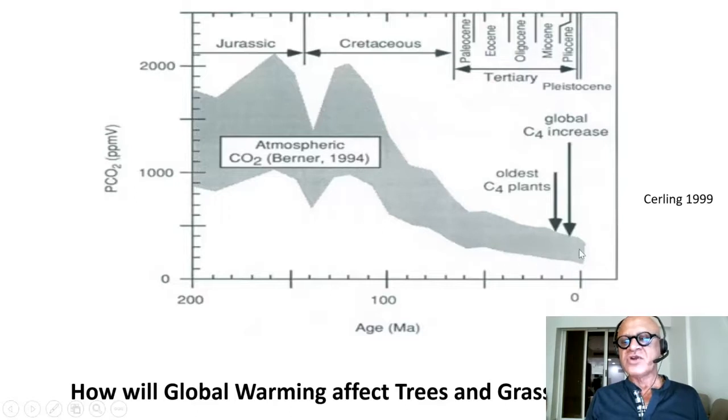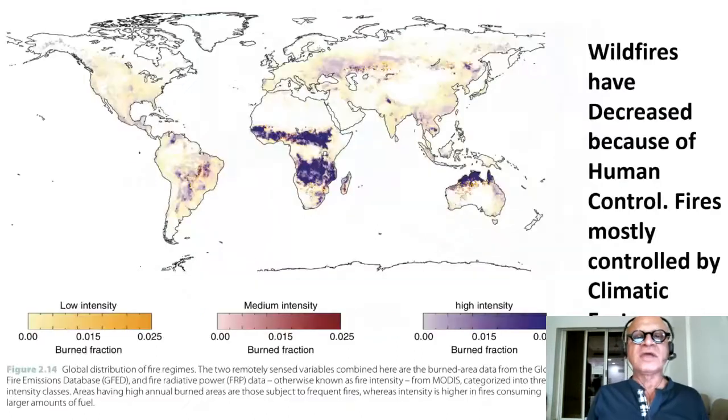We are here at the current level of 400 now, and this is the oldest C4 plants, and then the global increase in C4 plants. So remember that C4 plants do better in low CO2, so they evolved to take advantage of these changes over time.